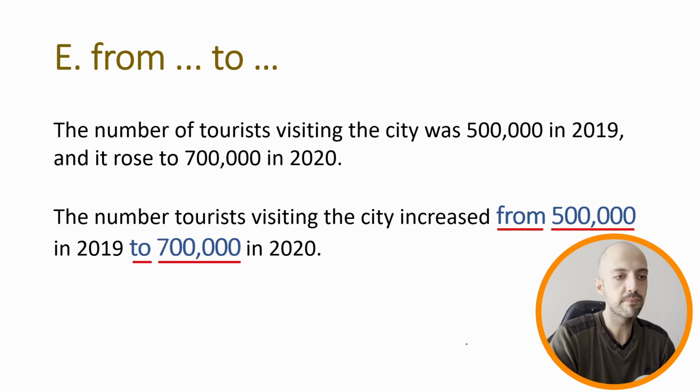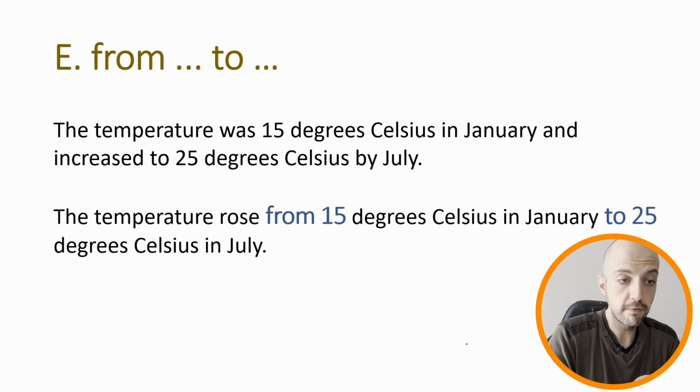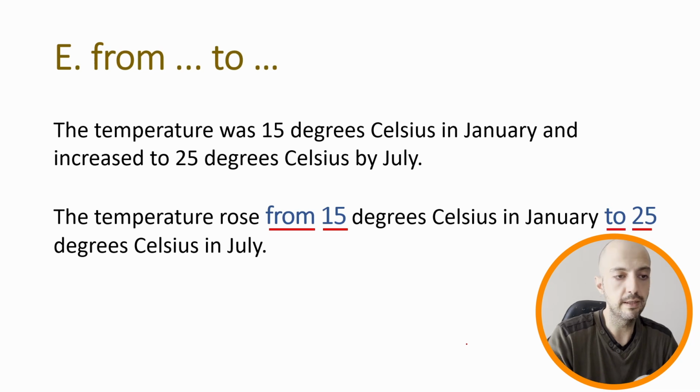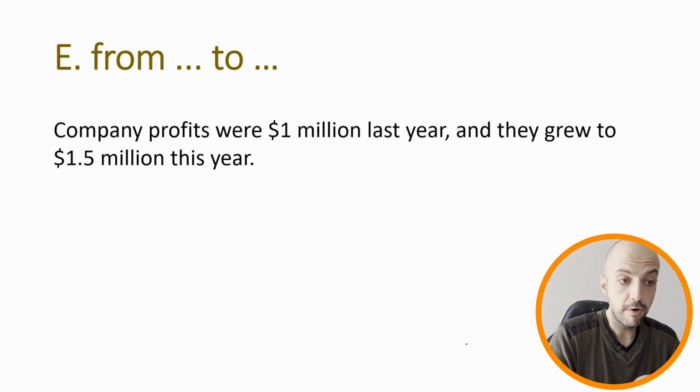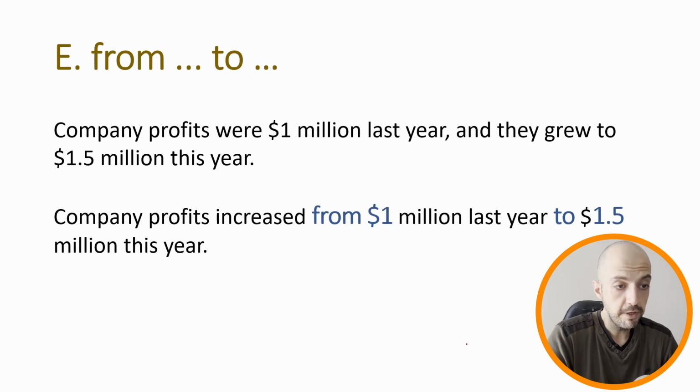2 more examples. The temperature was 15 degrees Celsius in January and increased to 25 degrees Celsius by July. The temperature rose from 15 degrees Celsius in January to 25 degrees Celsius in July. And the last example. Company profits were $1 million last year, and they grew to $1.5 million this year. The improved version. Company profits increased from $1 million last year to $1.5 million this year.